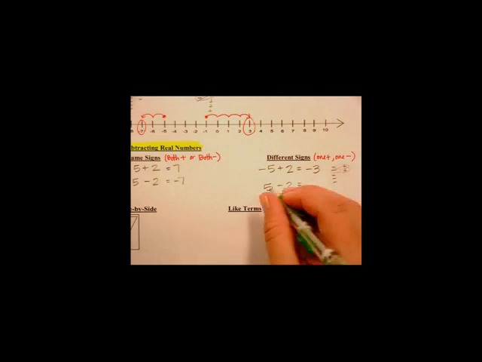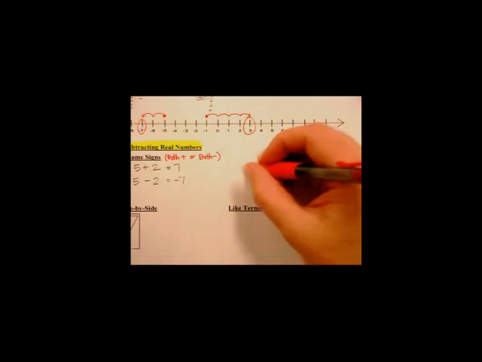Or we could have the reverse of that. I have $5, but I owe you $2. I subtract the 5 and the 2 to get 3, and I have 3 positive dollars left over, as opposed to being short $3. So, same signs add, different signs.